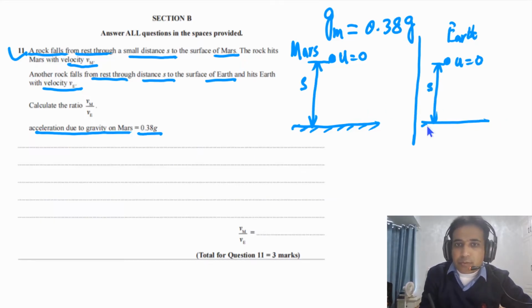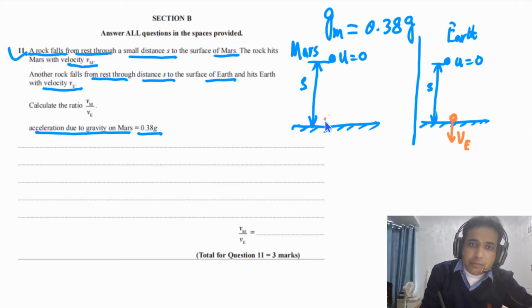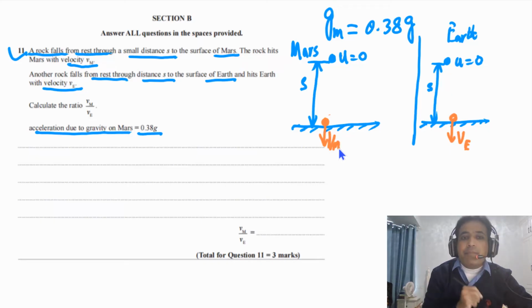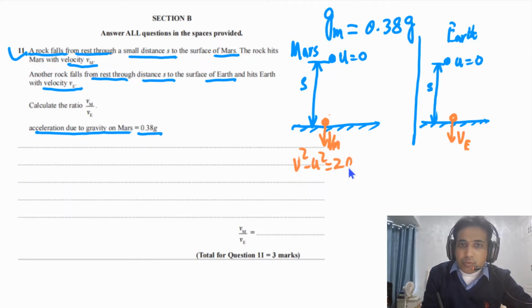We need to find out the velocity when the ball just hits the surface. When the ball just hits the surface, what is that velocity? That v we have to find out, and that is ve. And the same for Mars: when it hits the surface of Mars, that is vm. We need to find the ratio between vm and ve. So first of all, we can find vm. In this case, acceleration is constant, so we can use v squared minus u squared equal to 2as.